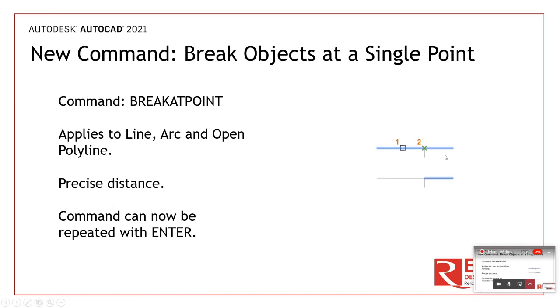And if you want to repeat the command to break a line at a certain point, you cannot use the enter key. You have to click several settings again just to break at a point. Well, now you don't need to worry about that because we have a new command called break at point, and this applies to three different kinds of object, which are line, arc, and open polyline. You can also key in a precise distance, meaning you can set, maybe from here to here is 500 mm or something, and it will break at that point with no gaps.